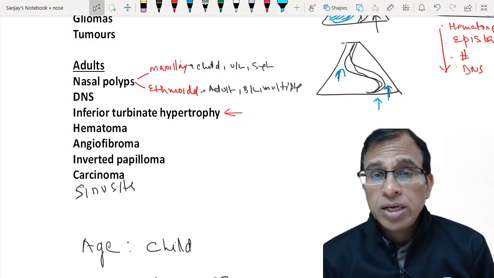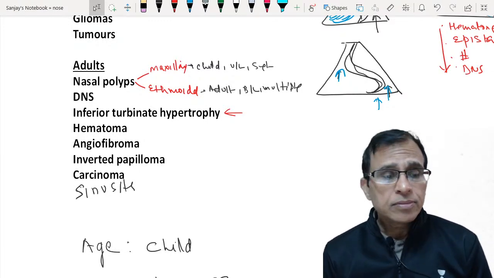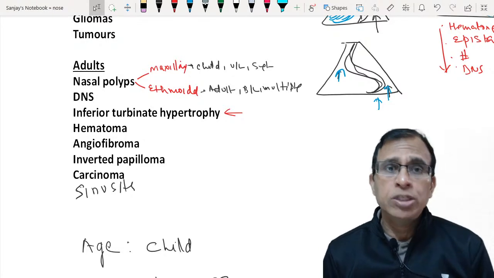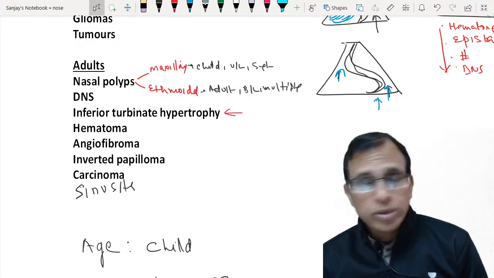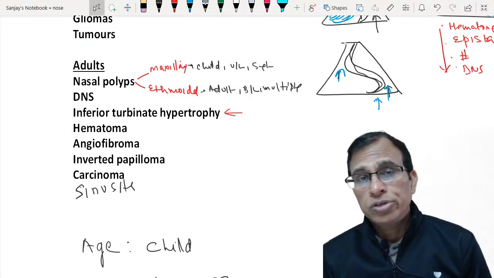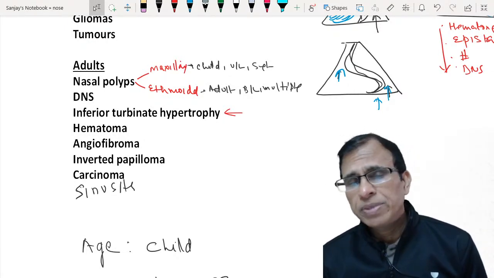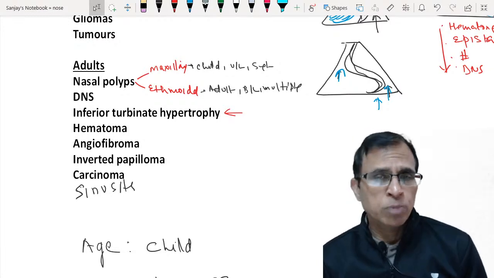I'm sure you know allergy cannot be eradicated. Allergy can be suppressed, allergy can be controlled, allergy cannot be eradicated. So that's the problem with nasal polyps, that in most cases you cannot treat it properly. So the patient has to be on medication and follow up regularly.